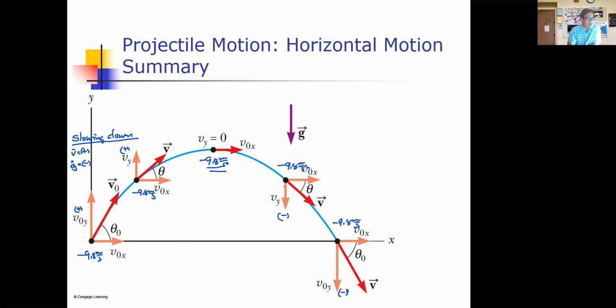If you notice here, as the object moves back down, it's going to be speeding up in the downward trajectory. Why? Because here the velocity is negative and the acceleration, which is g, is also negative. The signs are the same. Whoops, this is negative. Let me make that clear. The signs are the same, which means it's speeding up. So on the downward trajectory, we can confirm that it's speeding up because of the signs there.